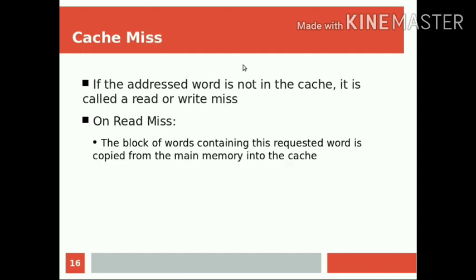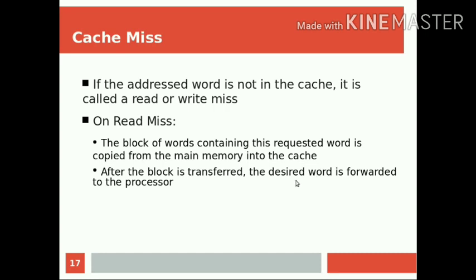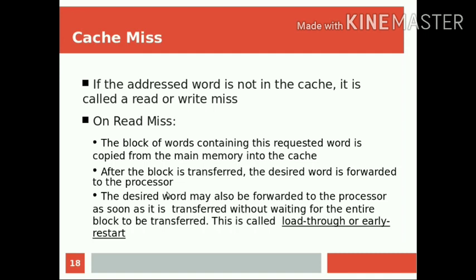Cache miss. If the addressed word is not in the cache, it is called a read or write miss. On a read miss, the block of words containing the requested word is copied from the main memory into the cache. After the block is transferred, the desired word is forwarded to the processor. The desired word may also be forwarded to the processor as soon as it is transferred, without waiting for the entire block to be transferred. This is called load through or early restart.